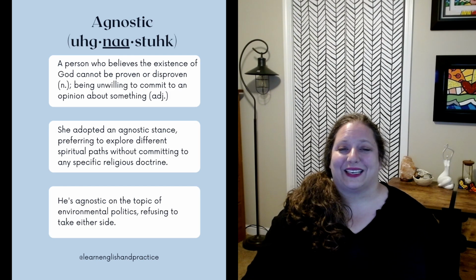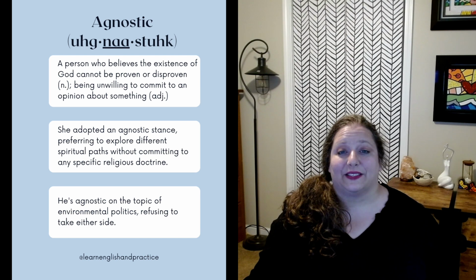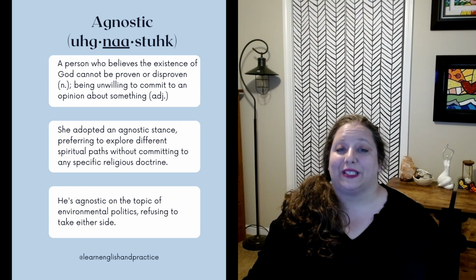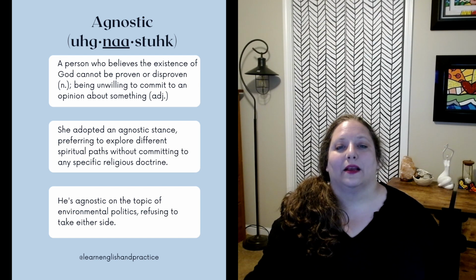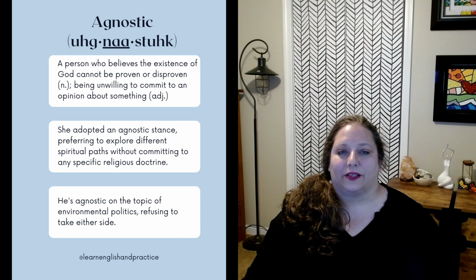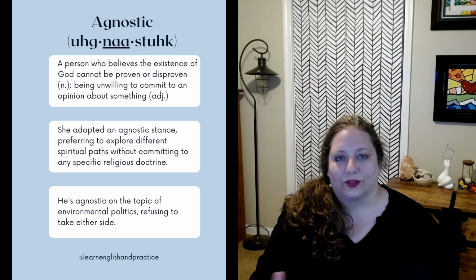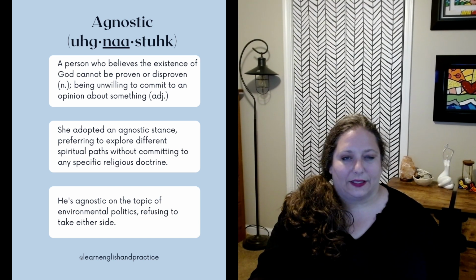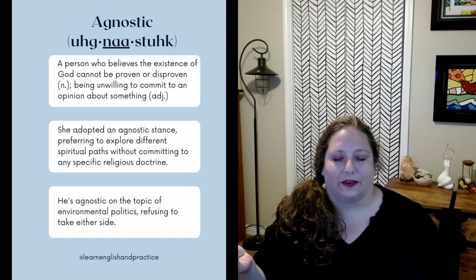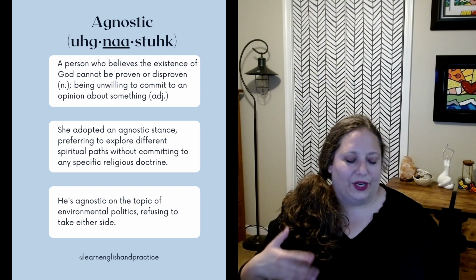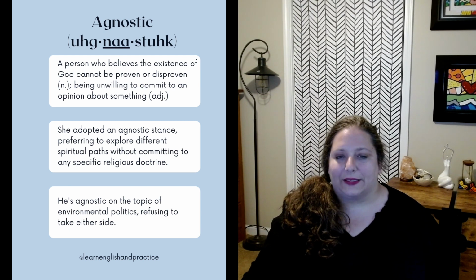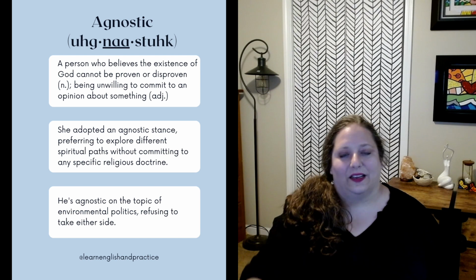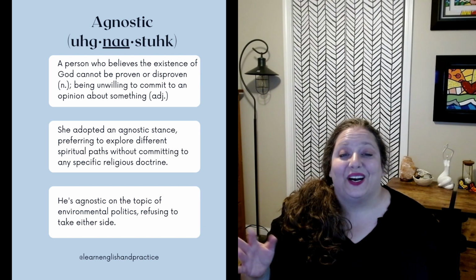First we have agnostic. This means a person who believes the existence of God cannot be proven or disproven, and that's a noun. Or as an adjective, it's being unwilling to commit to an opinion about something. So it can have this literal tie to uncertainty about the existence of God, or you can use it in a looser sense as an adjective by saying someone's agnostic about something, or simply uncertain about something.